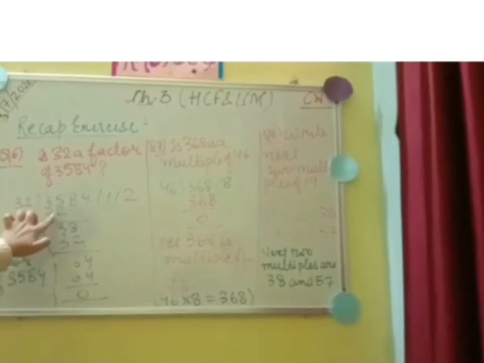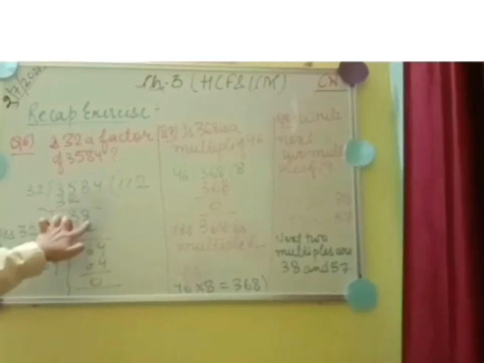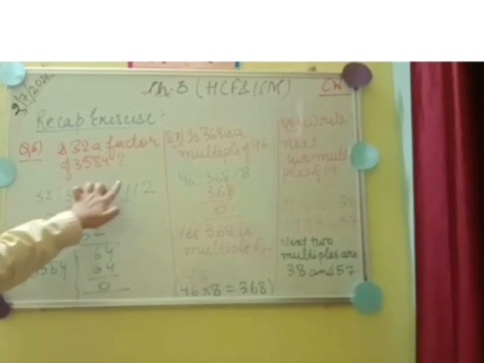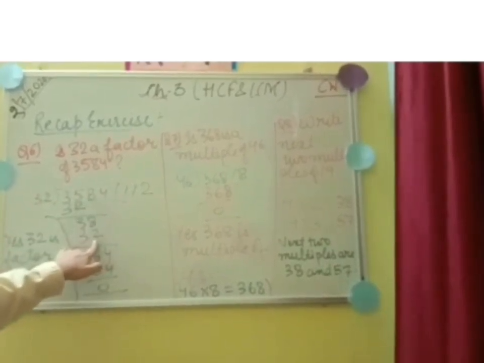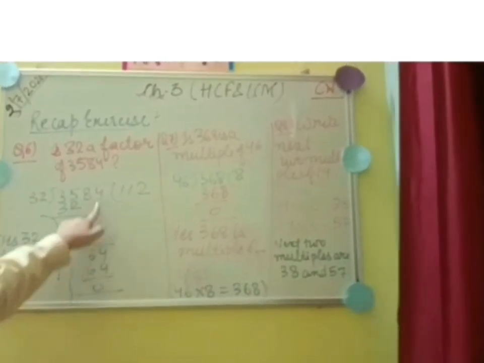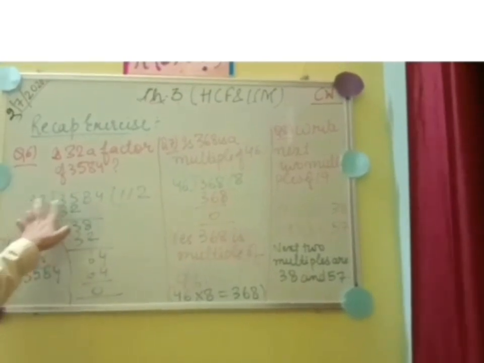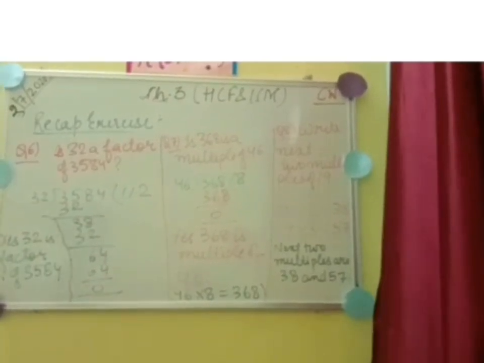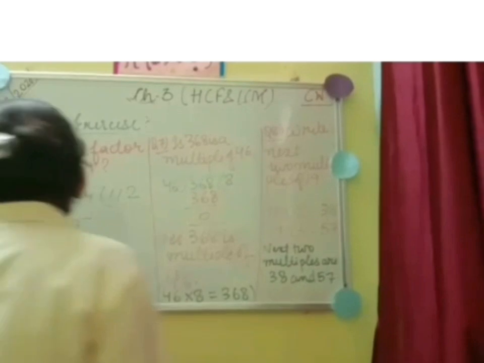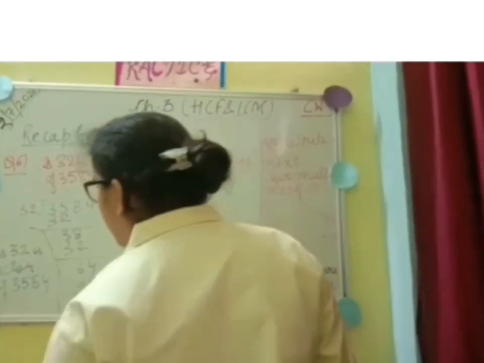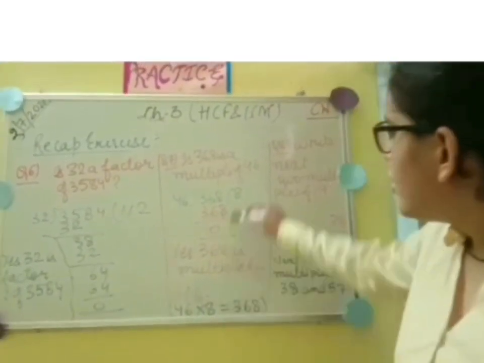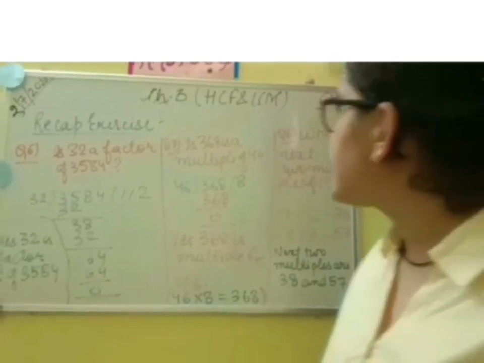Now 35 minus 32 will give you 3, 8 will come down. 32 1 again, I have taken 32, so 6 will come over here and 4 will come over here. Now 32 into 2 will give you 64. So result is 0, your remainder is 0. So yes, 32 is a factor of your 3584.